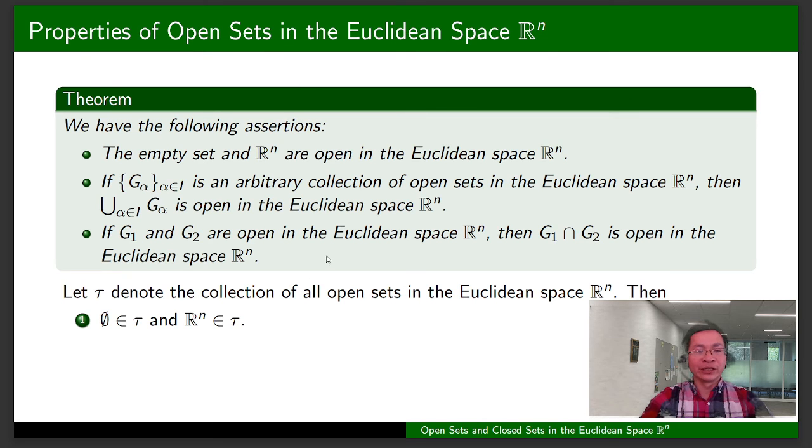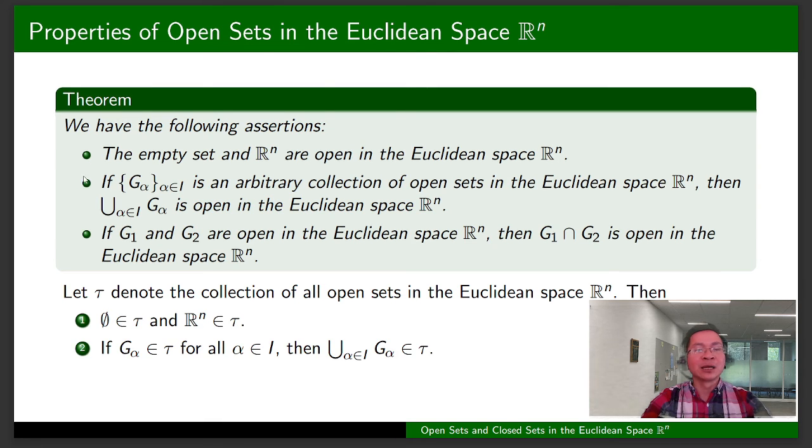Now, if we denote by tau the collection of all open sets in the Euclidean space Rn, then we have the following properties. First of all, the empty set is in tau and Rn is in tau. Based on the second property here, we see the following. If G alpha is in tau for all alpha in I, then the union of G alpha where alpha in I belongs to tau as well. This property tells us that tau is closed under arbitrary union.